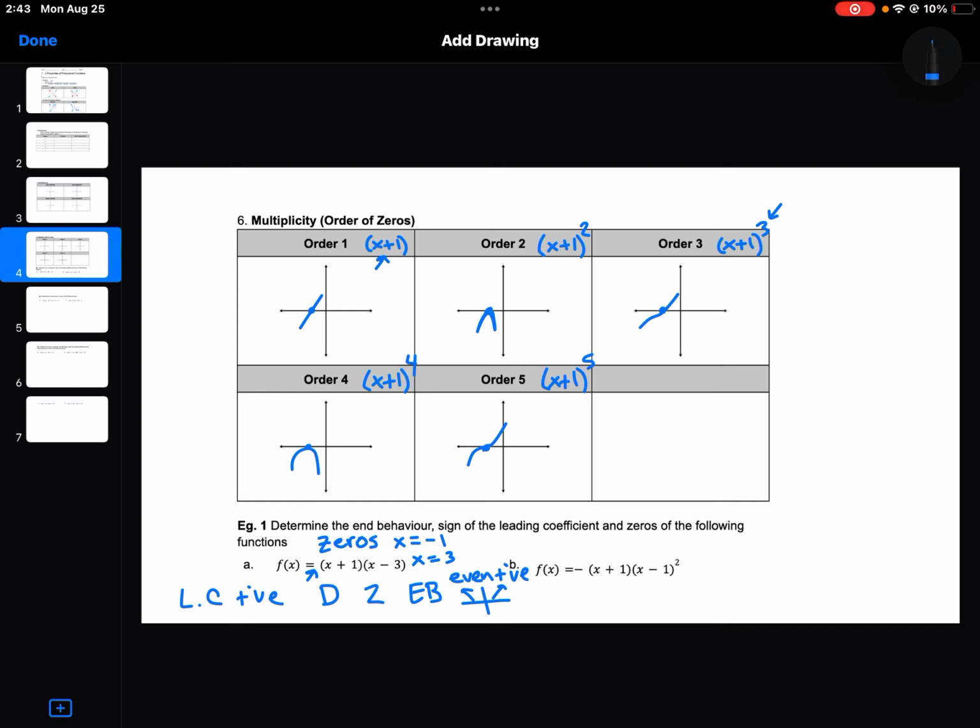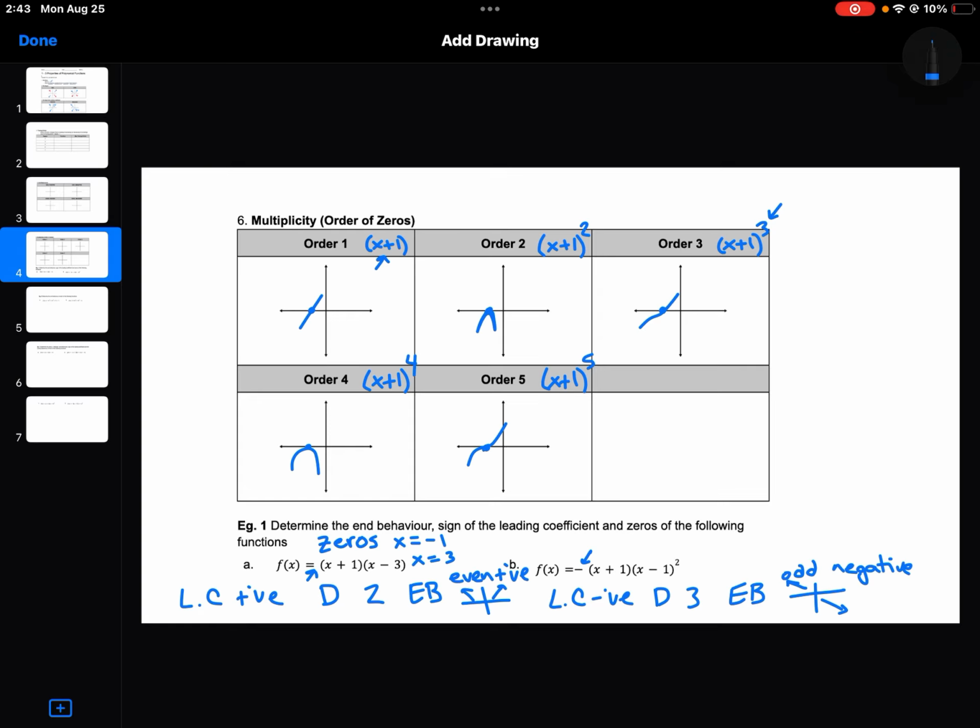For the second one, I still have 2 factors. I noticed right at the beginning I've got a negative sign, so that means that my leading coefficient is negative. My degree is 3 this time because I've got 1 x from the first bracket and 2 x's from the second bracket, which gives me a total of 3. That means that my end behaviors are odd, negative. I can look back at the chart that we did in an earlier slide, and I know that odd, negative goes down to the right, kind of like a line with a negative slope.